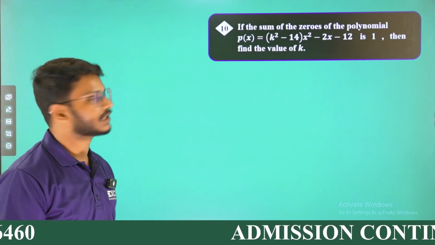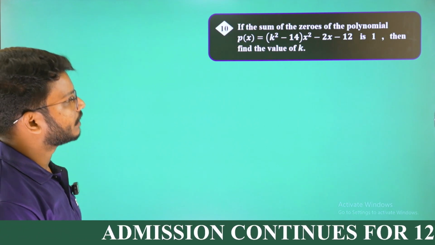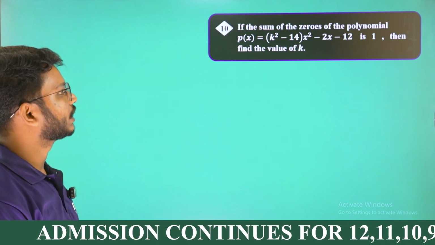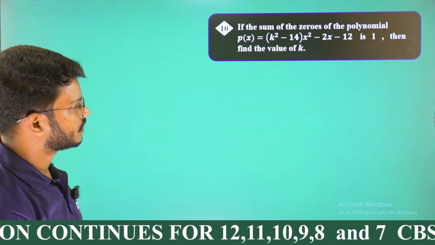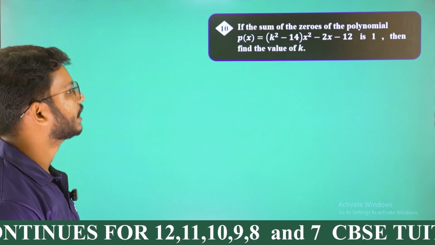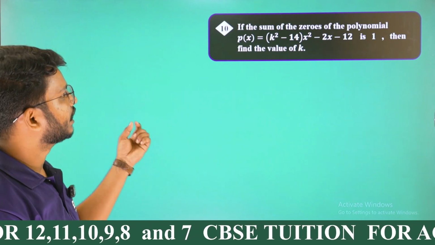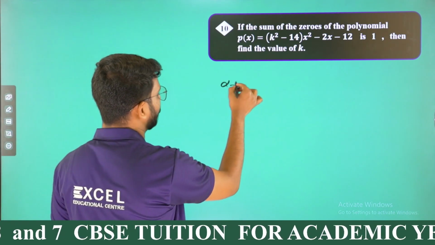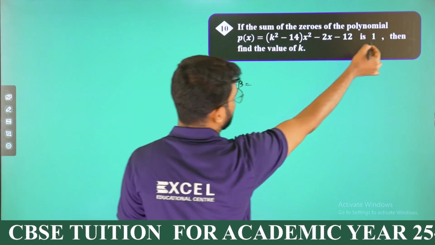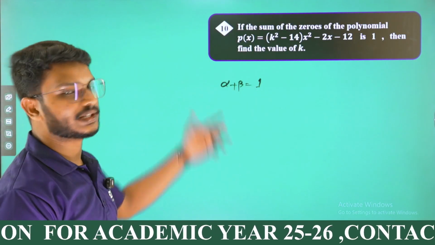The 10th question. If the sum of the zeros of the polynomial P of x equals k squared minus 14 x squared minus 2x minus 12 is 1, then find the value of k. If the sum of the zeros, alpha plus beta, is given as 1, we can mark it as 1. Then we have to find the value of k, right?